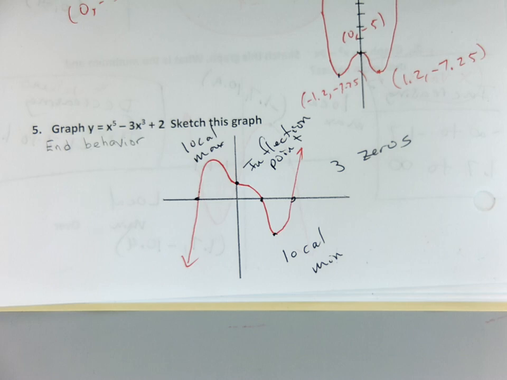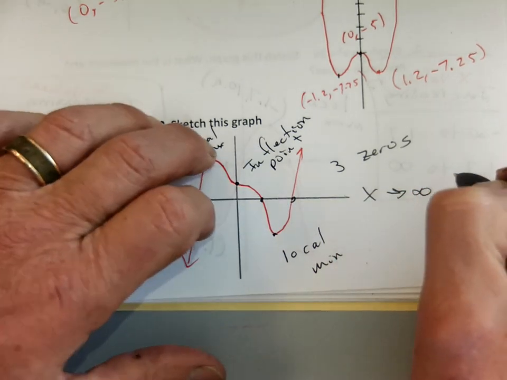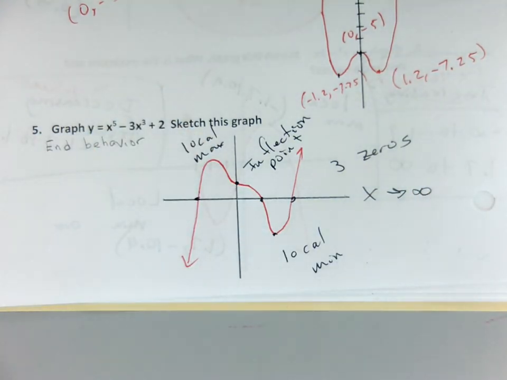Now, end behavior. As x approaches infinity, okay, this is important. How can you approach infinity? You can't get there, that's why we say approach. You can't get to infinity, but you can approach it. You get bigger and bigger and bigger. So as x approaches infinity, what's the graph doing? It's increasing. So y is going to infinity also.